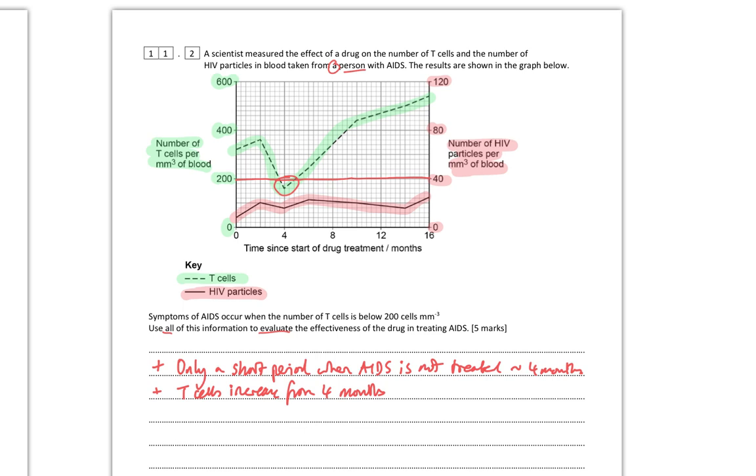That's good. Let's go for a negative. There's a decrease in T cells from 2 to 4 months. That's not good. We've only got one person. Yeah, only one person. Other people might respond differently.